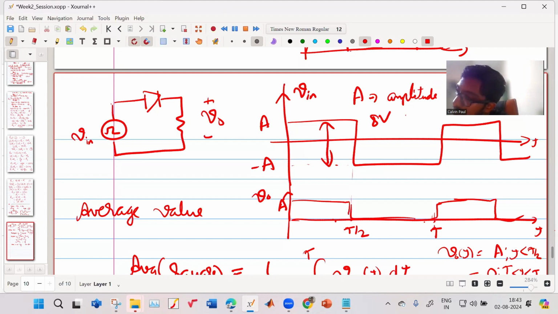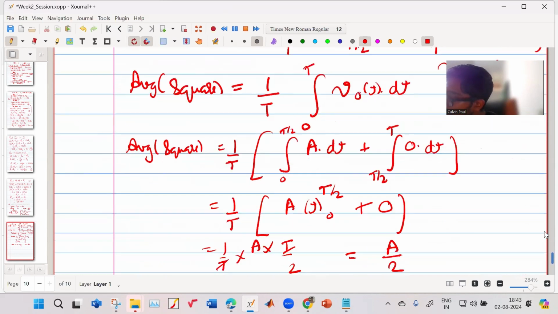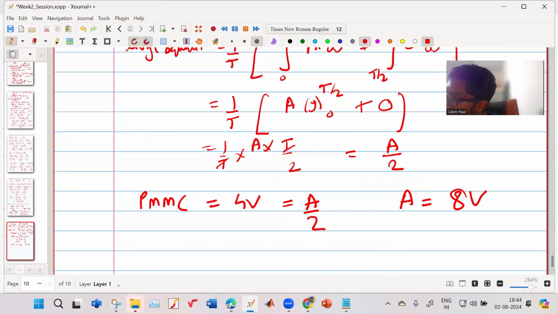So without actually measuring this AC quantity, you are only measuring the rectified DC part, and you found that the average value turns out to be 4 volts. You could say that the amplitude of the AC one was 8 volt. So if you know the nature of your input, and you rectify it, and then you get the average of it, then you can tell what the value is.